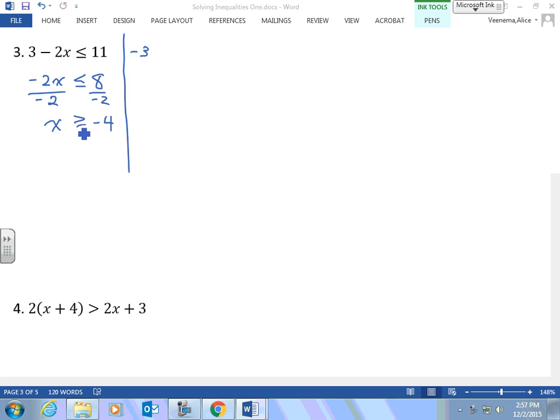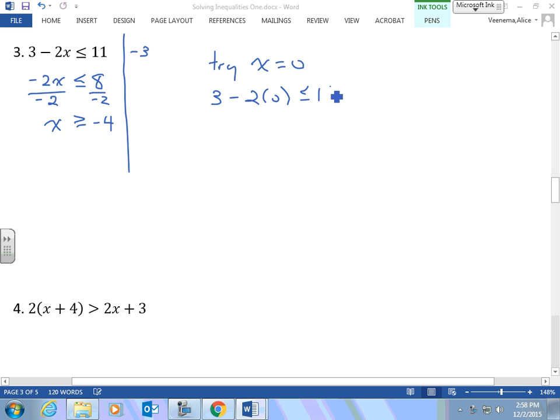If x is greater than or equal to negative 4, we could try x equals 0 again. I really like using 0 because it's so quick to do the math when we're testing that value. So then I have 3 minus 2 times 0 is less than or equal to 11. So I end up with 3 less than or equal to 11. That's true, so we're good. Okay, so our answer is any number greater than or equal to negative 4 will make that correct.